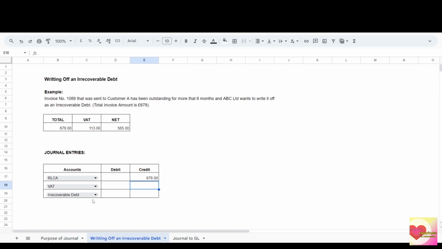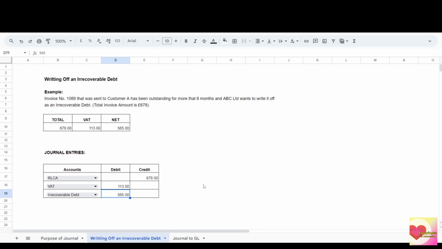Then let's go to irrecoverable debt account next. Remember, this account is an expense account, so the amount should go to debit. Next, the VAT goes with the irrecoverable debt, which is debit, because VAT always goes with the net, which in this case is the irrecoverable debt account. Next, don't forget to double check the totals of the debit should be equal to the credit.